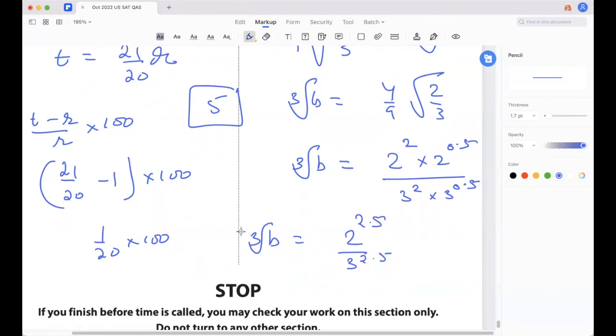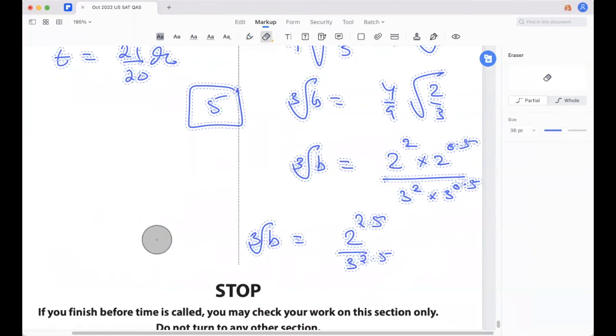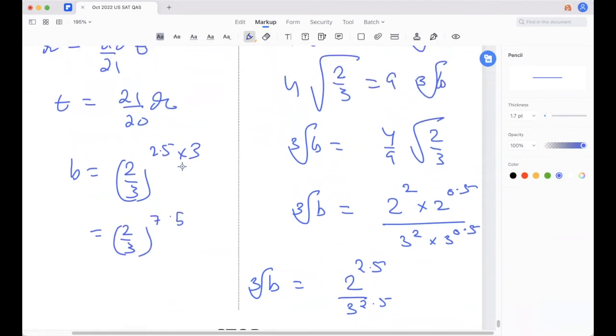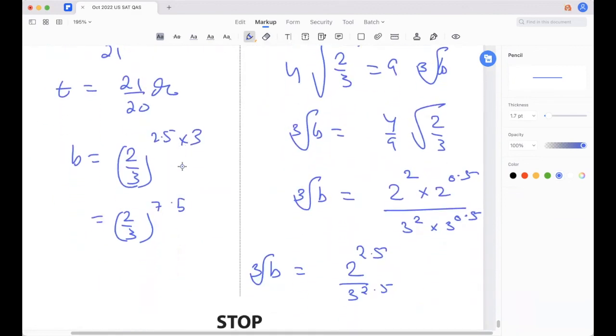Okay, let me write here. So b is 2 by 3 to the power 2.5 into 3. So 2 by 3 to the power 7.5. So if a is 2 by 3, what value of x is it? Okay, so yeah, x would be 7.5.